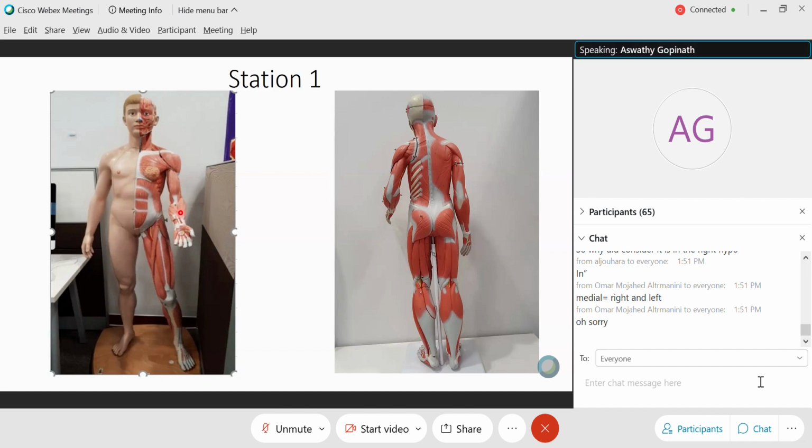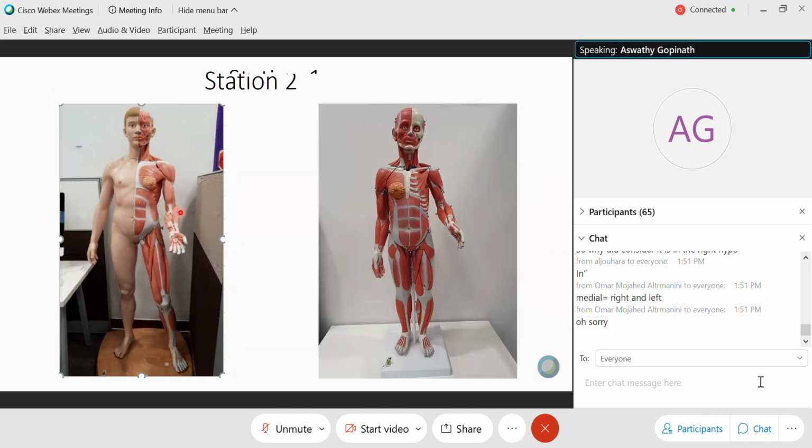Now, I'll go to station 2. Station 2 is on the regions of the body. So we'll go to the anterior view. Now, tell me what is the antecubital or the cubital region? One of you can unmute and tell, because it has been already done.